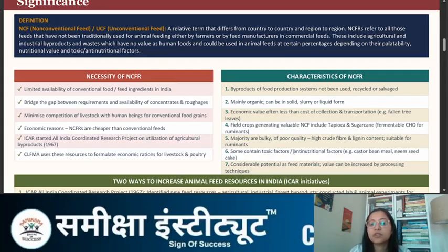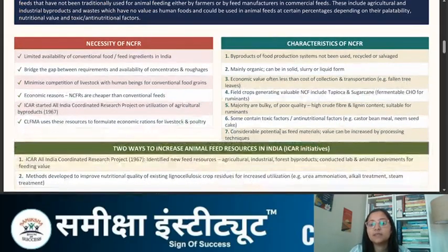Some even contain toxic factors, as I mentioned, anti-nutritional factors like the castor bean meal containing ricin, the neem seed cake containing azadirachtin. They have considerable potential as feed materials, and their value can be increased by processing techniques. So these anti-nutritional factors can be eliminated by processing, so their economic value will be higher when they are processed. So there are two methods by which we can utilize the animal feed resources.